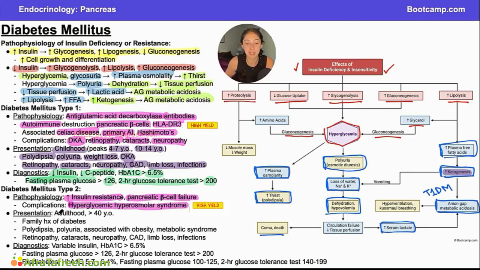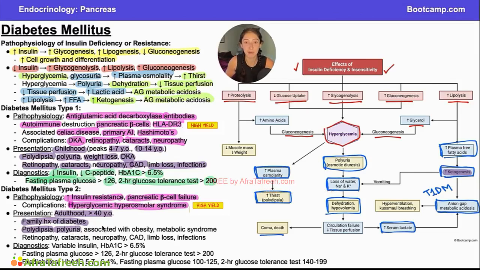The presentation for type 2 diabetes, where for type 1 it was in children, is actually going to be in adulthood for type 2. So that's a pretty good way to distinguish between the two. If this is a patient who is for the first time developing diabetes at 40, 50, 60, it's most likely type 2 and not type 1. Additionally, family history plays a larger role in type 2 diabetes. You may also see polydipsia and polyuria in type 2 diabetes, as you saw in type 1.